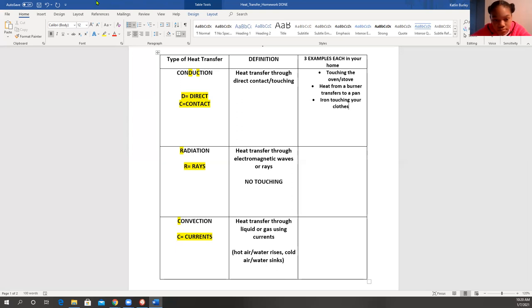What else? Ladies, you might use this kind of iron. All right, Bishop, go ahead. A flat iron. I just wanted to see if he knew. Or a curling iron, right? And that's touching your hair. So a curling iron or a flat iron.